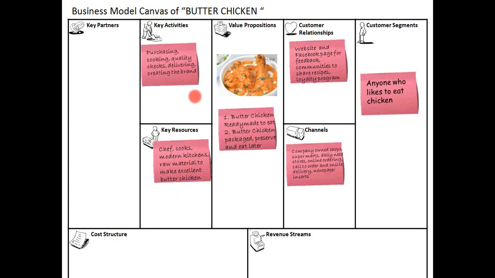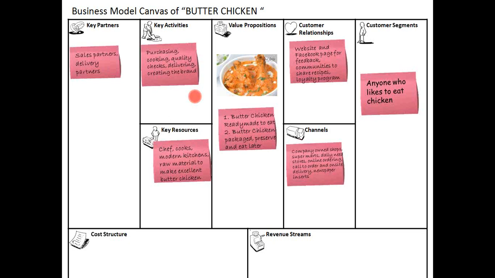And what are my activities? I will have to purchase a lot of these raw materials, cook them, and conduct some quality checks, because food is a very, very dangerous area. If you don't have the right quality checks in place, you could end up going to jail. And delivering the product. So here, in this example, I've decided that I'm going to take responsibility of delivering. I'm not going to give that out to somebody else. And then, of course, an intangible activity that I have to do is to create the brand.